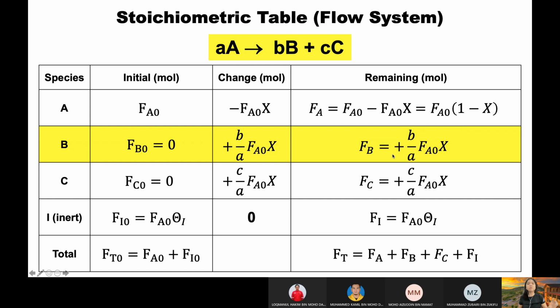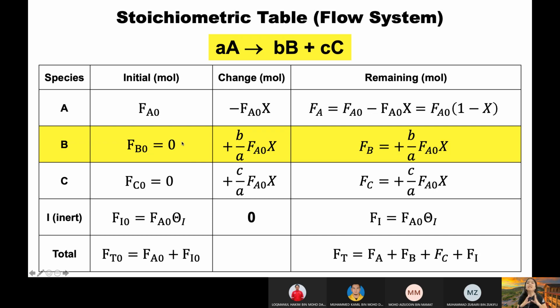Okay, dalam stoichiometric table tu, how we want to measure the molar flow rate of B is no longer the same anymore, because in the previous example, B was a reactant, B bertindak balas. In this example, when B is a product, B akan terhasil. Okay, so apa yang berubah in terms of B?